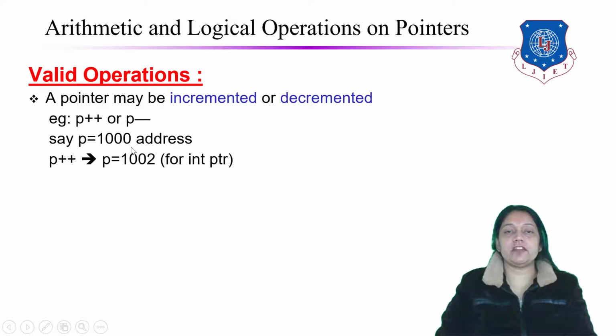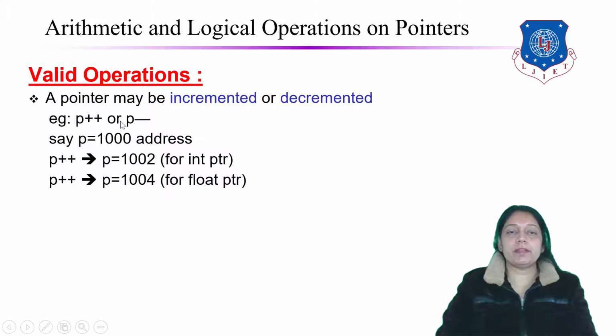Say for example, in P I have the address 1000. When I do P plus plus, it will not be incremented by 1, but it will be incremented by 2 if it's an integer pointer, because an integer occupies 2 bytes. The next value of P would be 1002 after incrementation. But if P is a float pointer, then after incrementing I'll get P equal to 1004, because a float occupies 4 bytes. So the incrementation of the pointer would be by 4 bytes, that is 1004. P plus plus and P minus minus do not increment the value of the pointer by 1, but it would be incremented as per the type of the pointer. If it's an integer pointer, it will be incremented by 2. If it is a float pointer, it would be incremented by 4.